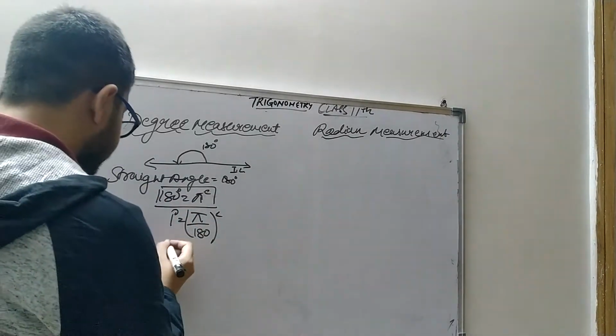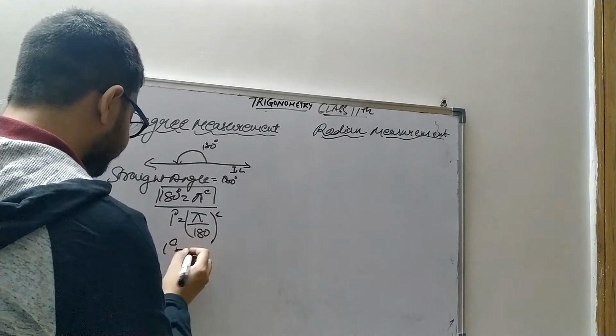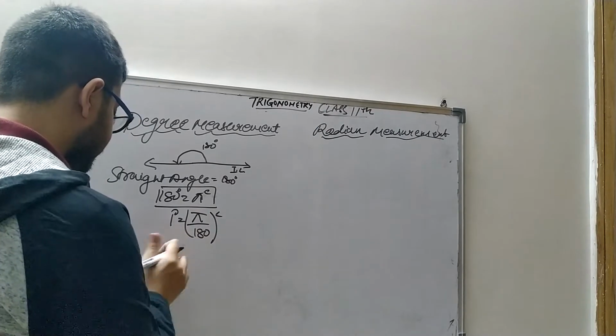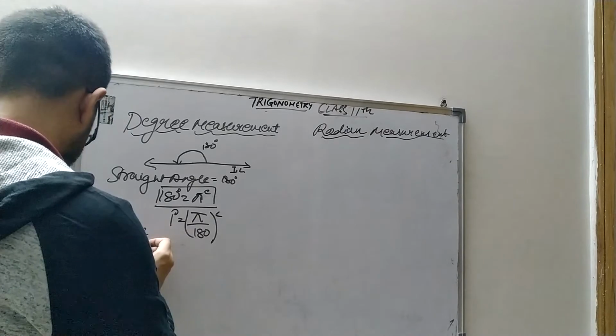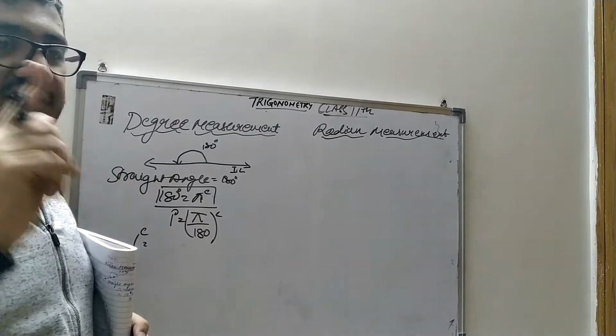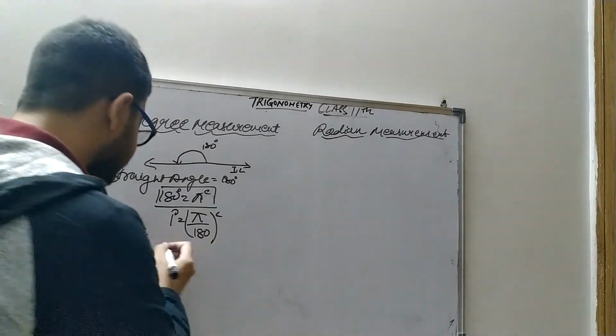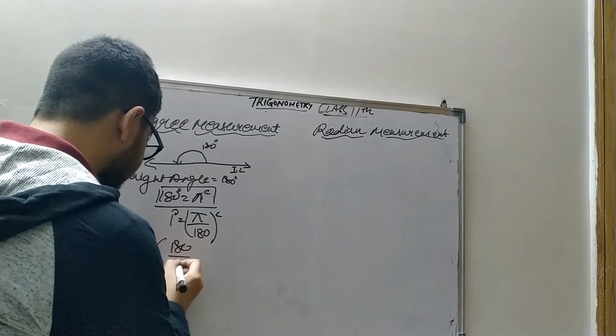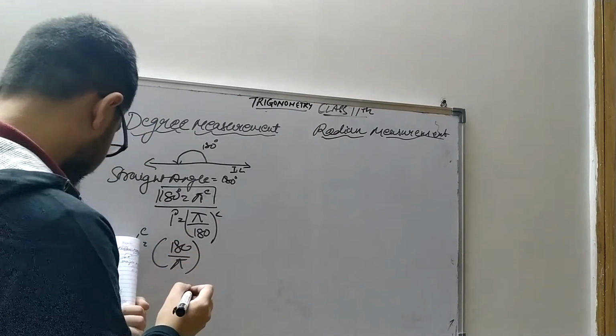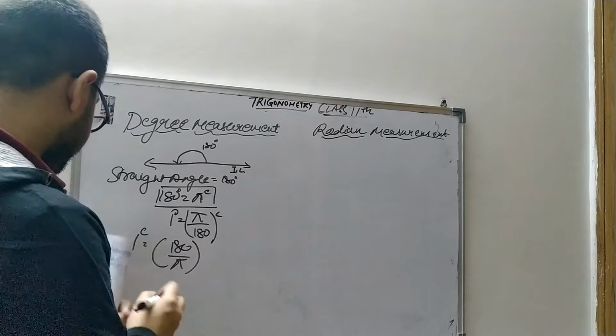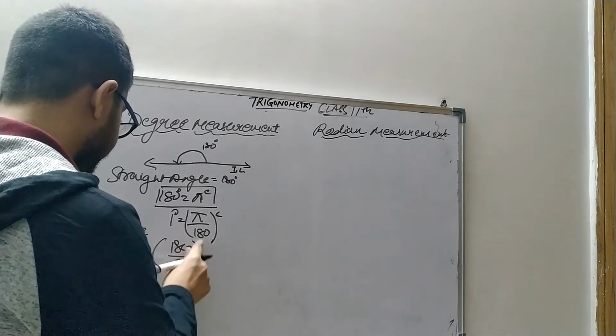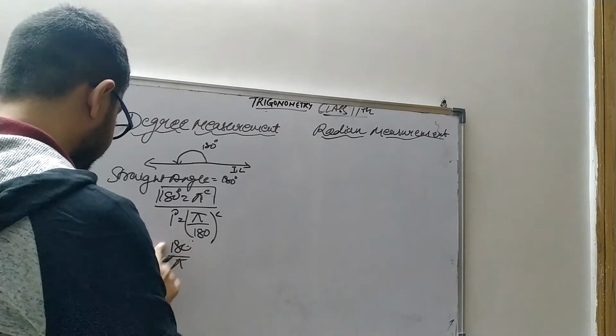So you see, 1 radian is equal to 180 upon pi. 1 radian is equal to 180 degrees upon pi, in radian measure.